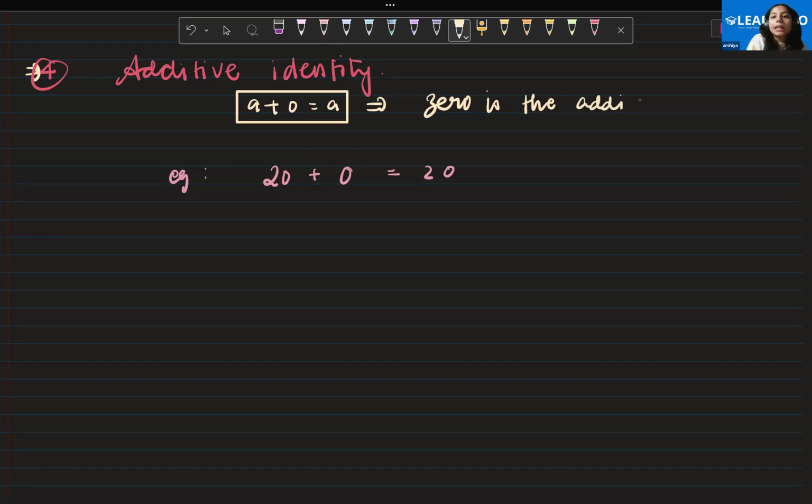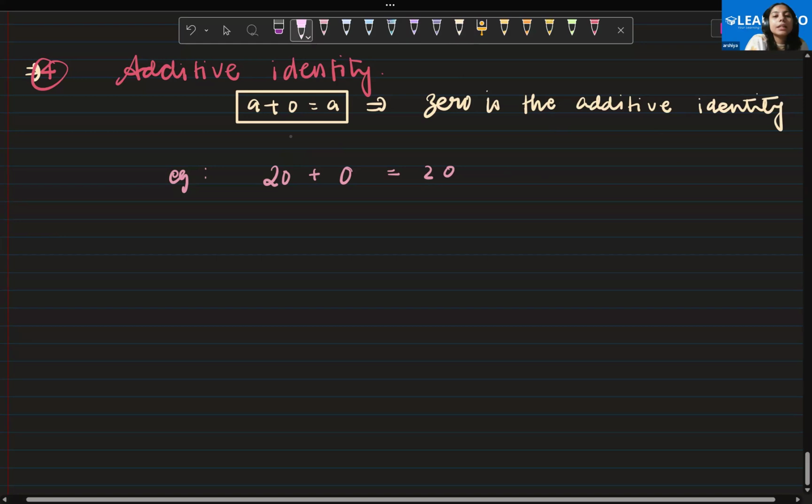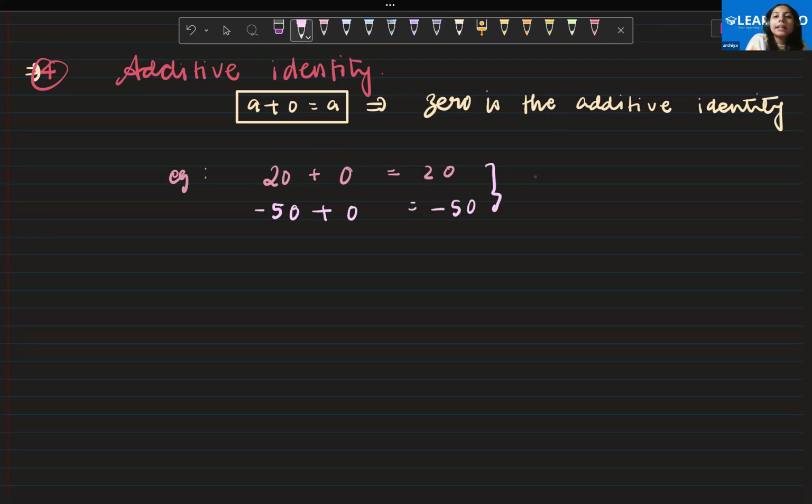Why did I relate that? How can you remember it? It's the number that is not changing the answer, right? So for addition, what will we add so the answer does not change? We'll add 0. And for multiplication, we multiply with 1. So 20 plus 0 is 20. Let's say we have -50. If I add 0, the answer will be -50. So that's why this is the additive identity. Write this down.